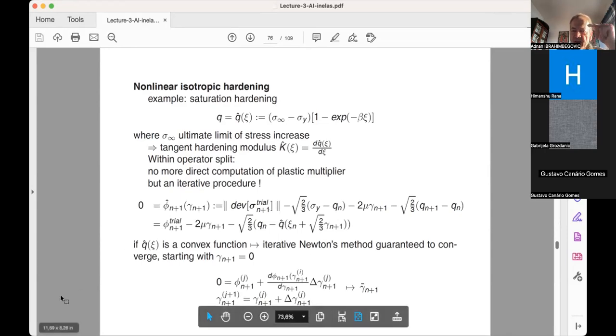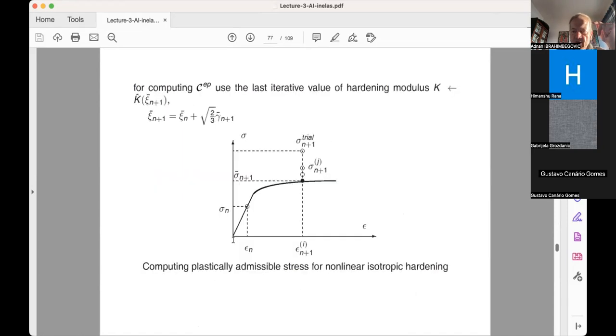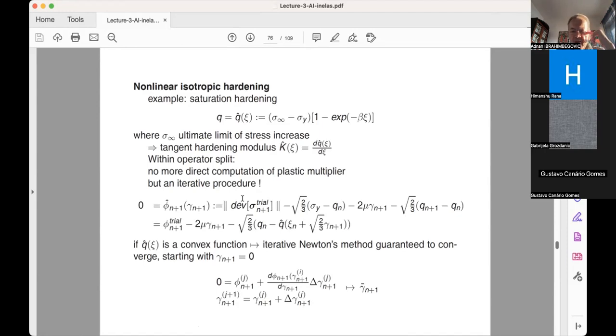So the fact that this is, let's say, a convex function, if the saturation goes this way, we can now work it out and bring all these equations. When we realize that phi n plus 1 trial is positive, we now have to solve the problem of these two evolution equations and the yield function to be equal to 0, with unknowns being plastic strain, hardening variable, and plastic multiplier. So we take these two evolution equations and plug them into the last equation, which is now nonlinear, and that one could be written as the deviatoric part of sigma n plus 1 trial minus square root of 2/3 sigma y minus q n minus 2 mu gamma n plus 1 minus 2/3 of q n plus 1 minus q n, and q being a nonlinear function of this.